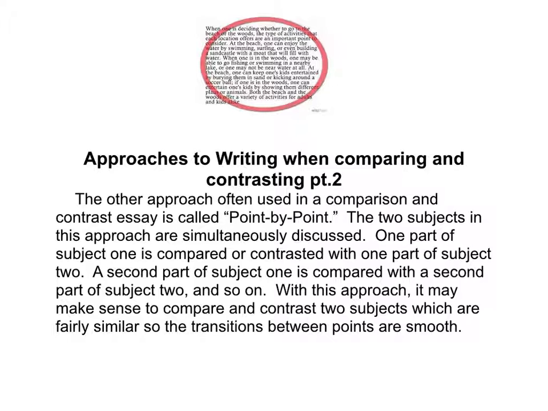Approaches to writing when comparing and contrasting, Part 2. The other approach often used in a comparison-contrast essay is called point by point. The two subjects in this approach are simultaneously discussed. One part of subject 1 is compared or contrasted with one part of subject 2. A second part of subject 1 is compared with a second part of subject 2, and so on.